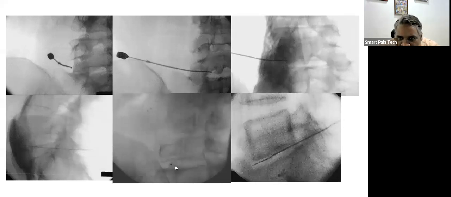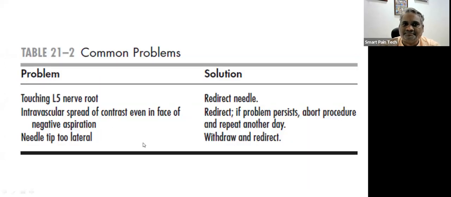Again, if you see here, only this much window. Here, if you see this vertebral body, it is almost touching the iliac crest. So, a technically challenging procedure, but a doable procedure. It is not that you can't do it. You can do it.